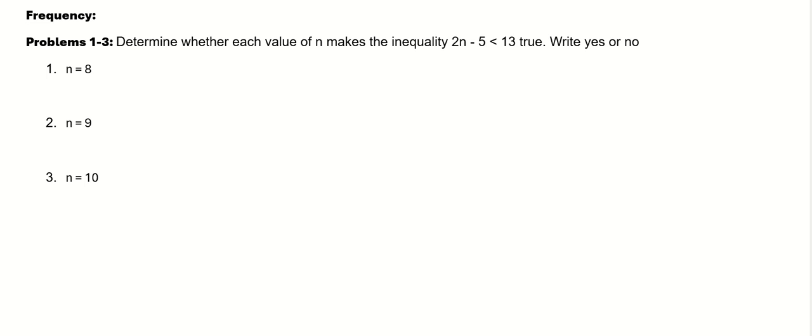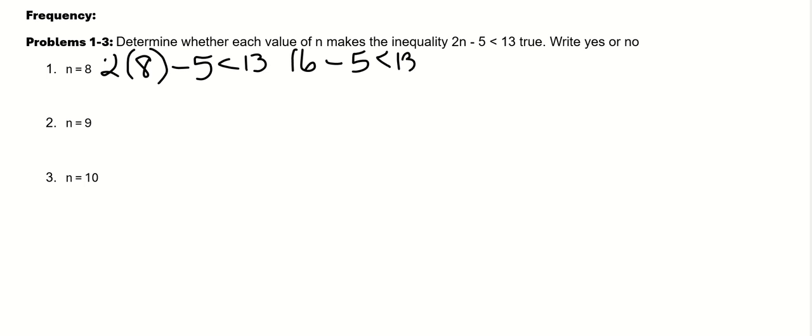So as a reminder, right? So it says n equals 8. So we're going to take 2 times 8 and then minus 5, and we want to know if that's less than 13. So we get 16 minus 5 less than 13, and then 16 minus 5 is 11 less than 13. And because 11 is less than 13, we can say yes.